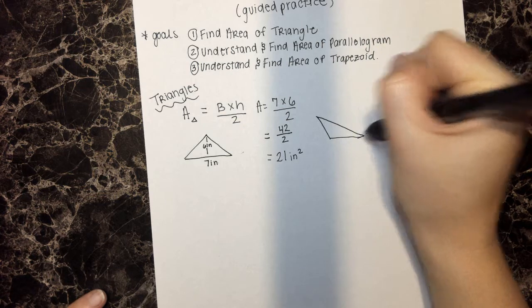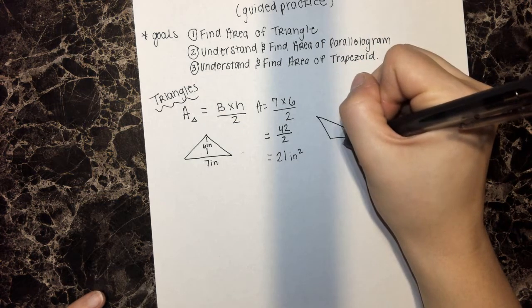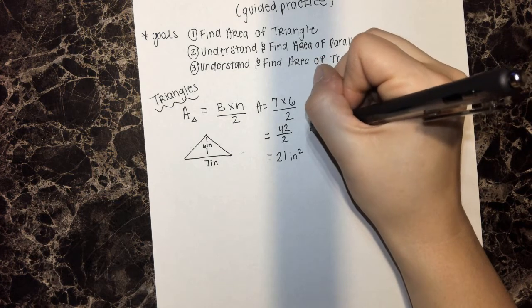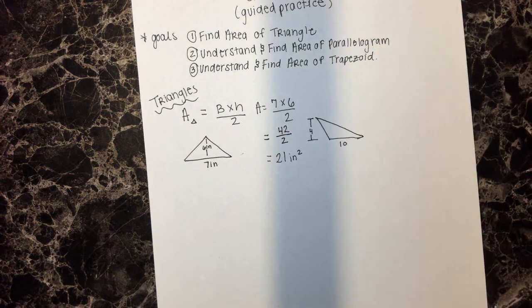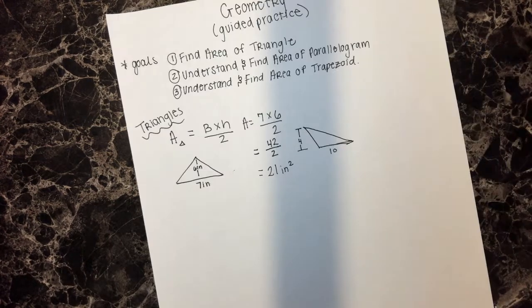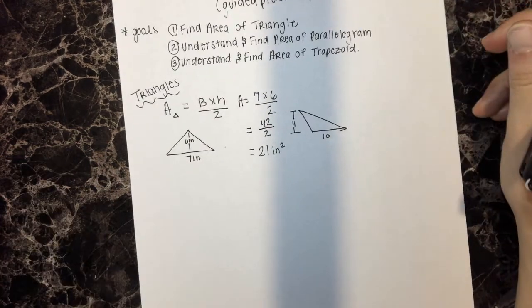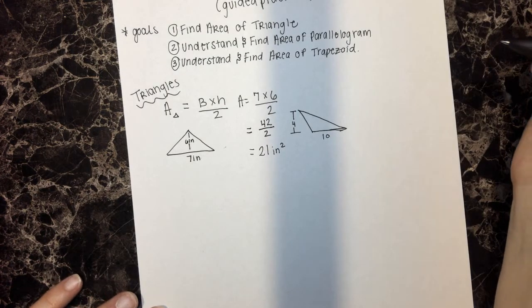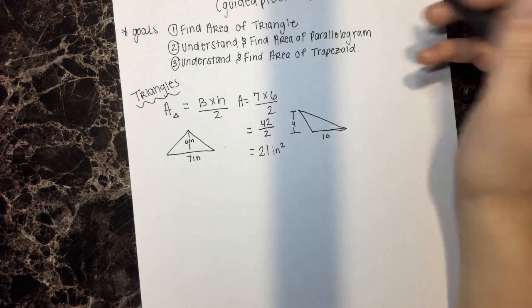Let's see. This length we'll say is 10. We'll say this length up here is 4. Go ahead and find your area of this triangle. So go ahead, pause the video if you need a second to write it, pause it, and then actually go solve it. So hopefully you have just solved it.